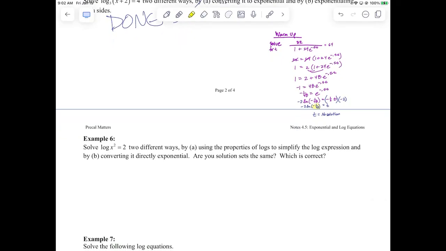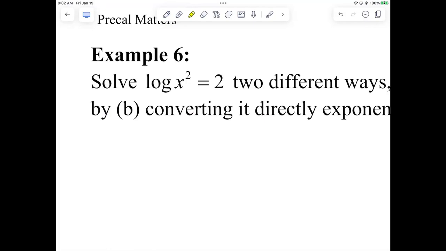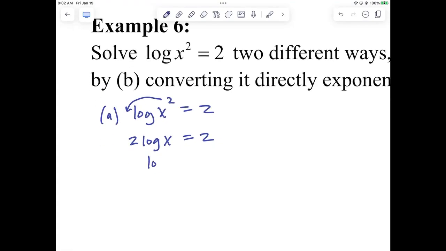Solve log base 10, it's implied base 10, remember, of x squared equals 2, two different ways, using the properties of logs to simplify and then converting it directly to exponential. So we'll call this part A. We get log of x squared equals 2. Now, that 2 that's up there, I can bring it out front and say it's 2 log base 10 of x. Yes? And now I can divide both sides by 2, and then I get 1.